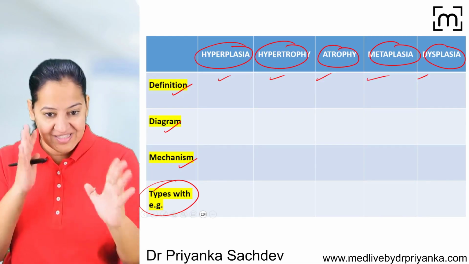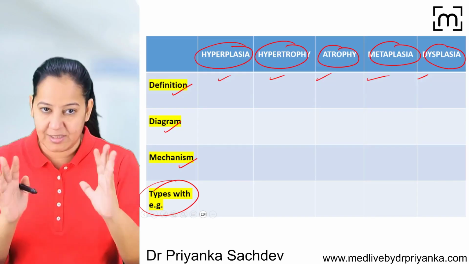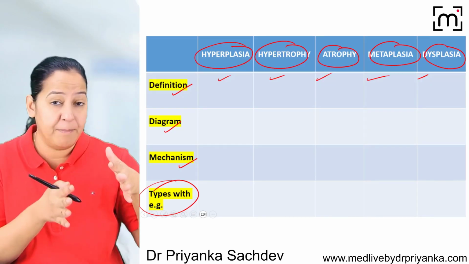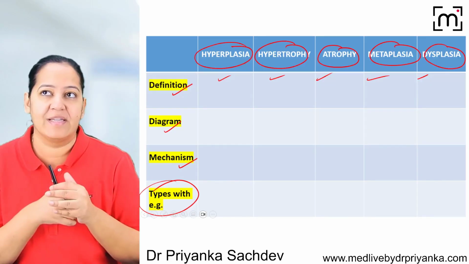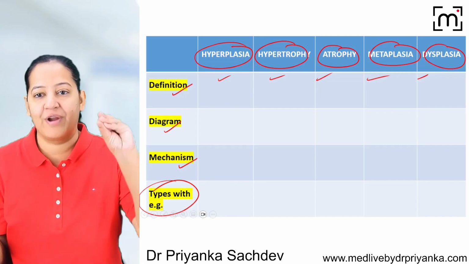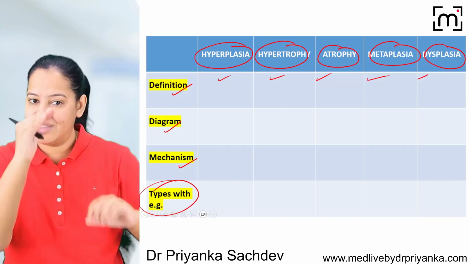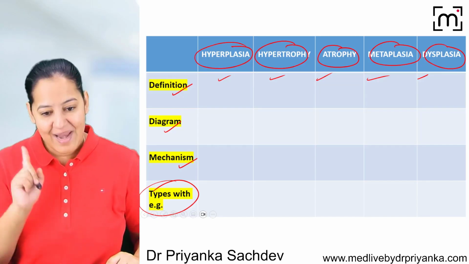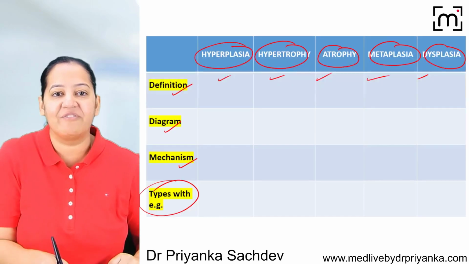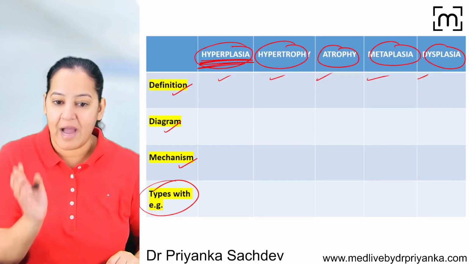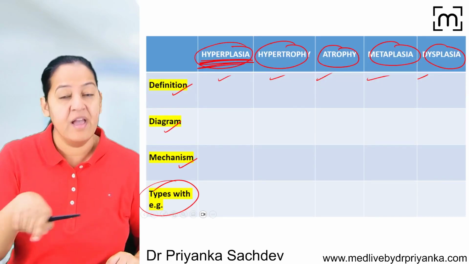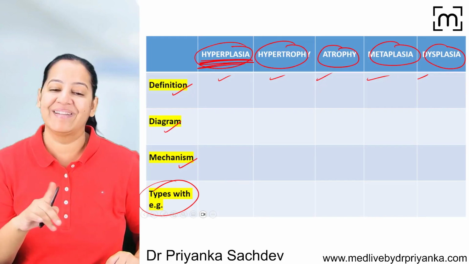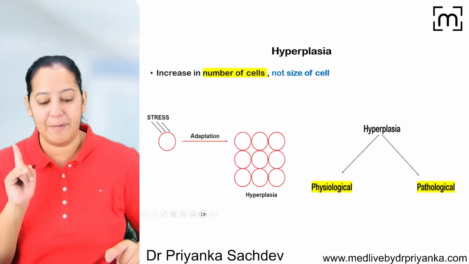If you are getting the differences between any two, you can differentiate between the two based on these 4 headings. And if you are getting a long question, you have to write down all 5 under these 4 headings. So let's start them one by one. Let's start the first one, hyperplasia. I will finish them one by one. In the end, we will fill this table completely together.